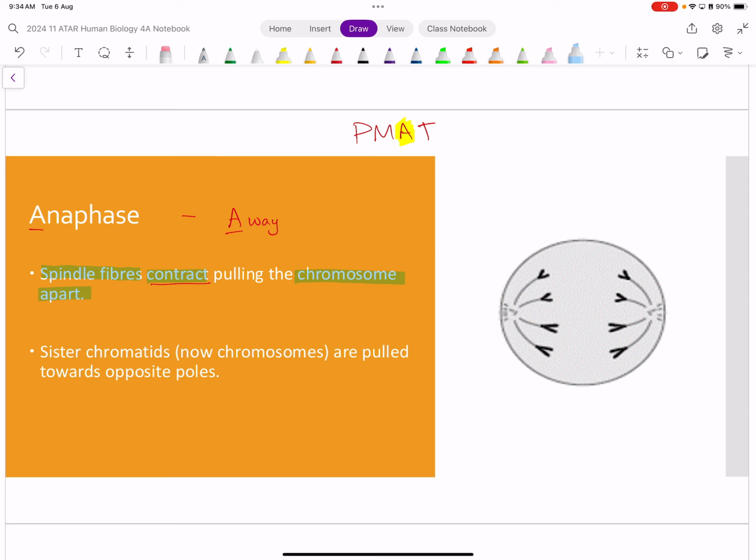Those sister chromatids we now refer to as chromosomes. So in our last diagram, we referred to the chromosome as both of our sister chromatids together. Now, when the sister chromatids are pulled apart, we still refer to them as chromosomes. During this stage, the last little bit, we can see that they are pulled towards the opposite poles. And what I'll do again is I will label that one in blue. These here are our centrioles.